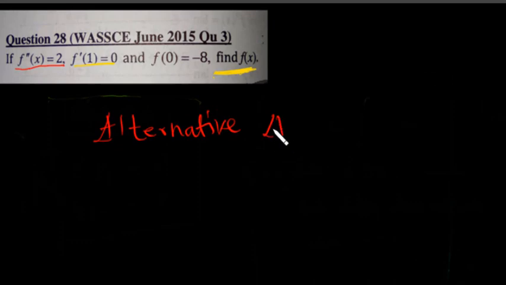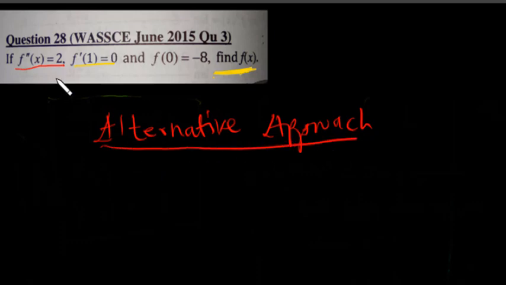Alternative approach. I want us to look at another way that we can solve this question. Alternatively, that is how we can solve this. If you look at the question, it says that the second derivative of the function gives just a constant, a number. If the second derivative of a function gives a constant, then that function is a quadratic function. Why am I saying this?